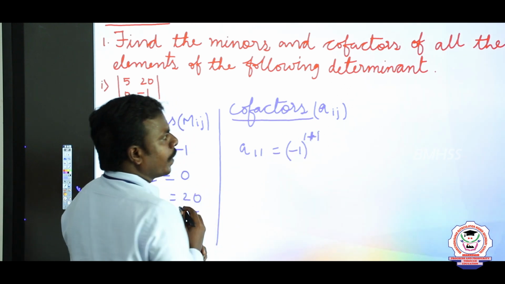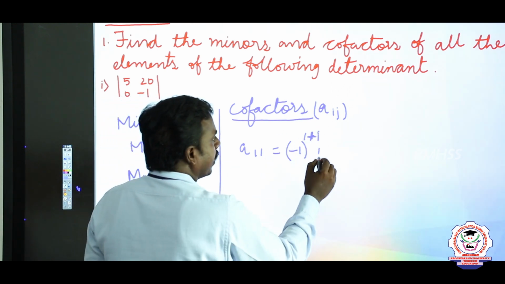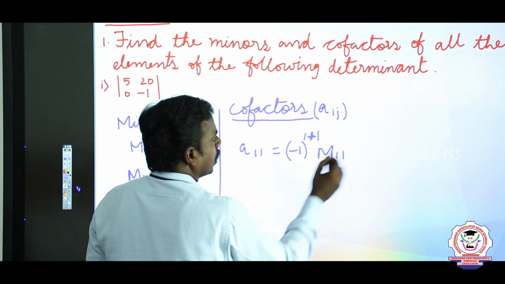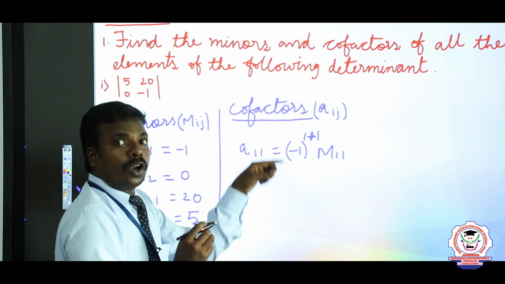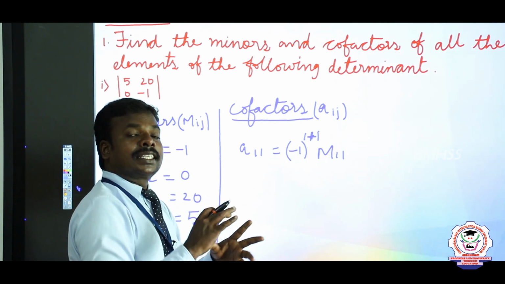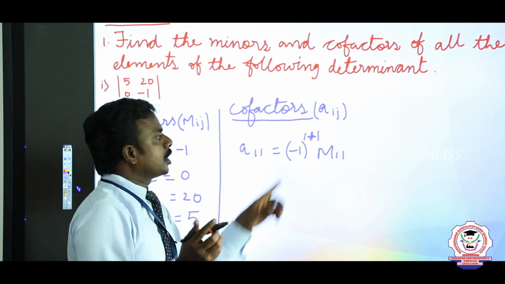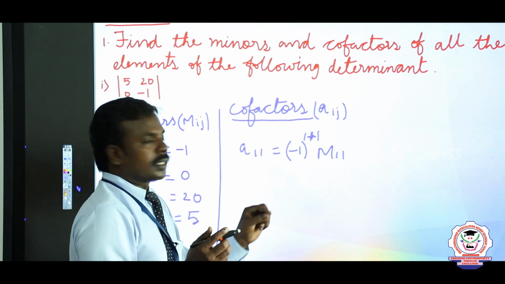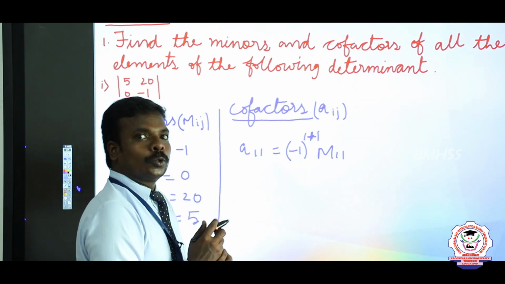1 plus 1 into M11. So minus 1 whole power 2. If you get an even number in its power, it will change as plus. If you get an odd number in its power, it will change as minus. So we got 1 plus 1, that is 2, an even number. So this minus will change as plus.